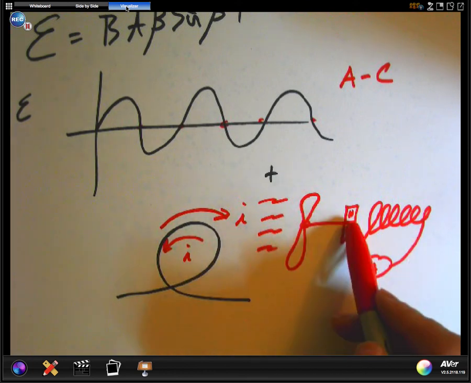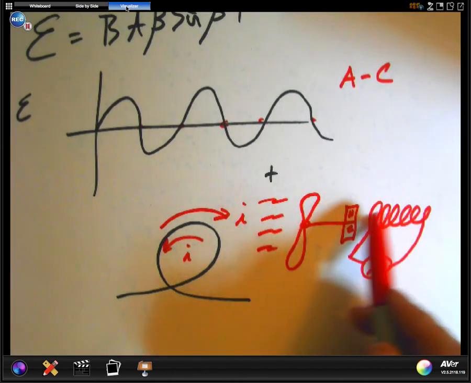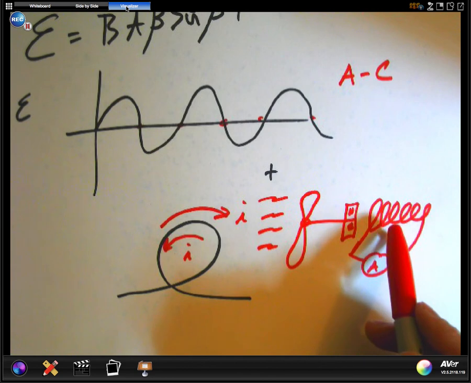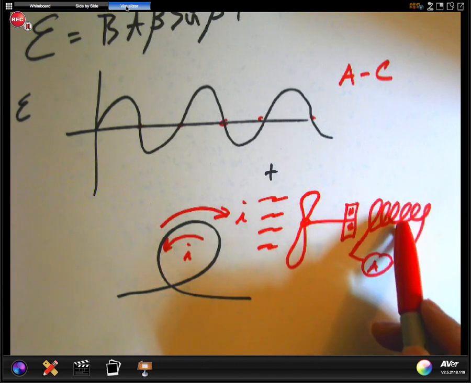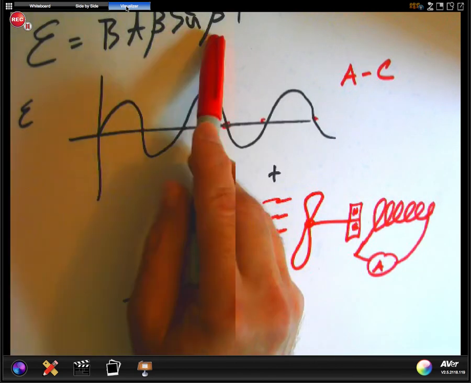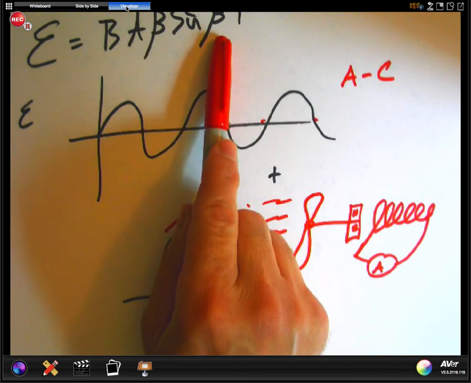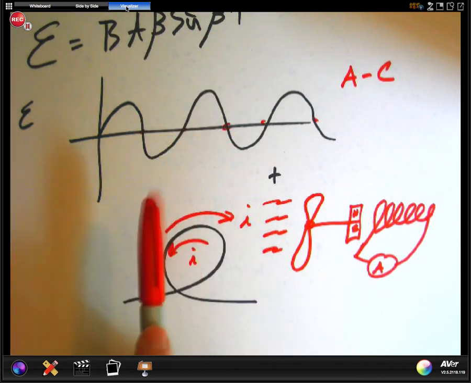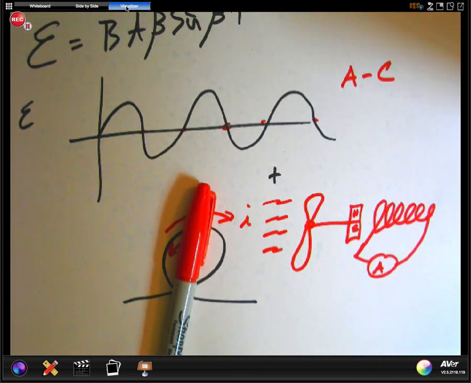So we could rotate the magnet. We could do the same thing. We could make the magnet stationary and rotate the coil. But either one is going to have a changing magnetic field, the angle of which is going to change, and that could produce a signal, something like this.